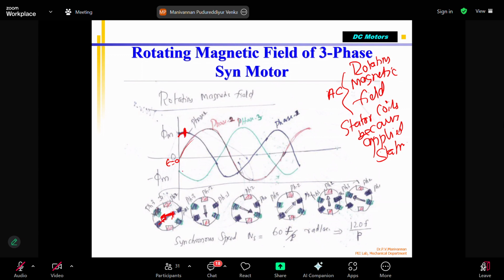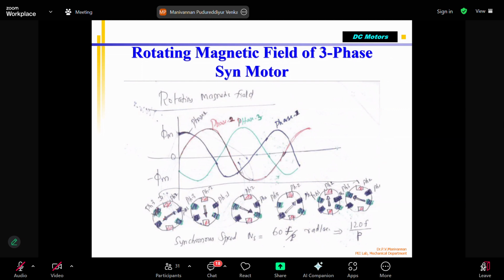And after this, you can see that the red phase is increasing and crosses blue. The resultant magnetic voltage is maximum for the red phase. It reaches maximum at this time instant. So the rotor is pulled and aligns like this. That is the second instant. And third is, for phase 2, when the maximum voltage is there, the rotor is like this. When phase 1 is maximum, the rotor is like this.